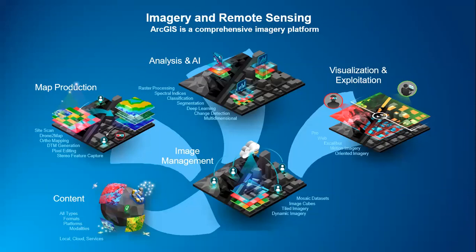Once you've done the analysis, you can visualize the imagery analysis that you've done. Here you can visualize with ArcGIS Pro, which is also one of our software. You can also visualize in ArcGIS Online, and also in motion imagery and oriented imagery, once you have the extensions of this imagery software.